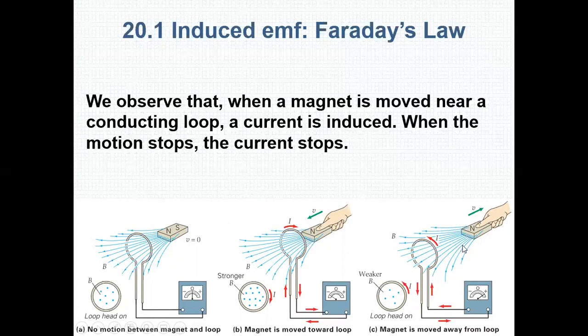On the other hand, when you move this bar magnet far away from this loop, what is happening? The direction of induced current is just opposite to the previous case, right? The only difference between this and this is that the direction of induced current is opposite to the first one. From this experiment, what we conclude is that when a magnet is moved near a conducting loop or taken away from it, a current is induced in the loop. When you stop the motion of the bar magnet, the current also stops.